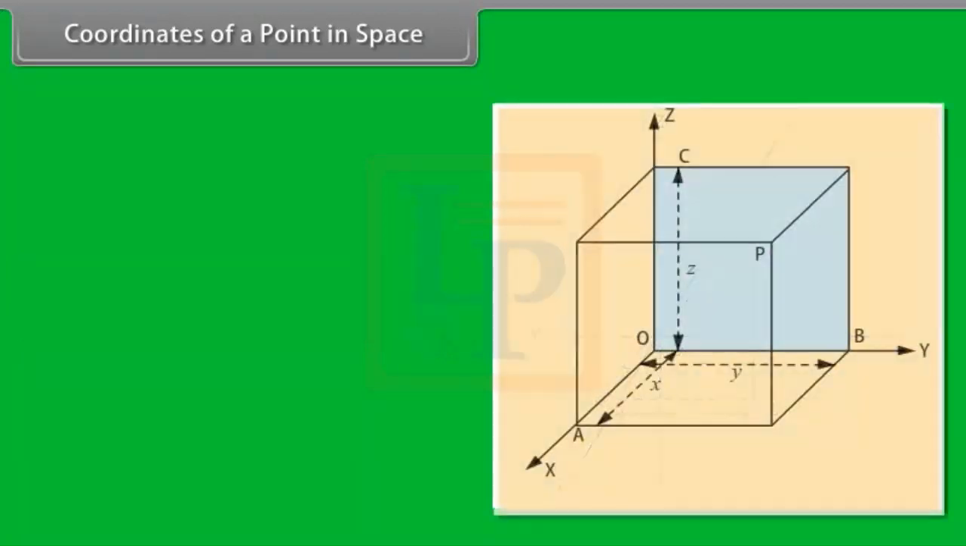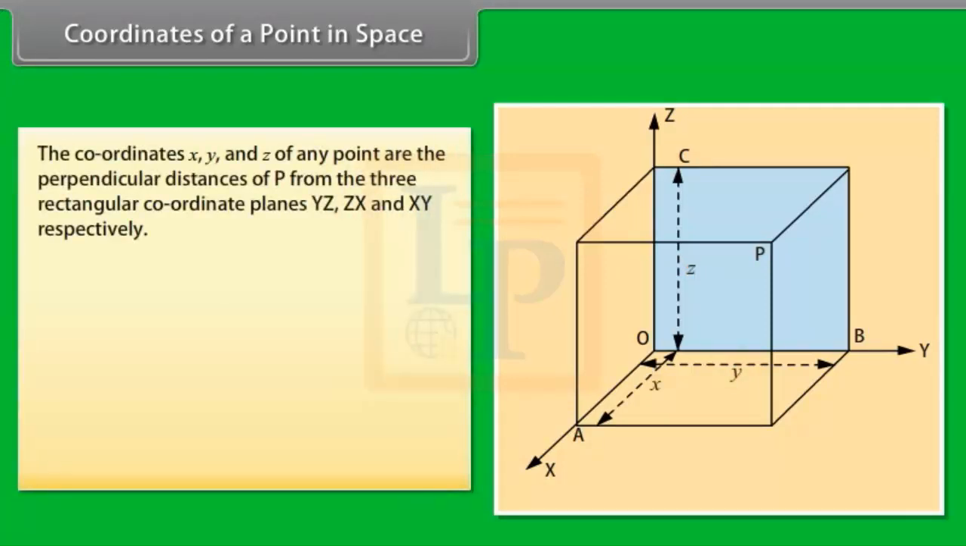Again, if we complete a rectangular parallelepiped through P with its three edges OA, OB and OC meeting each other at O and OP as its main diagonal, then the lengths OA, OB, OC, that is x, y, z are called the coordinates of the point P. The coordinates x, y and z of any point are the perpendicular distances of P from the three rectangular coordinate planes YZ, ZX and XY respectively.